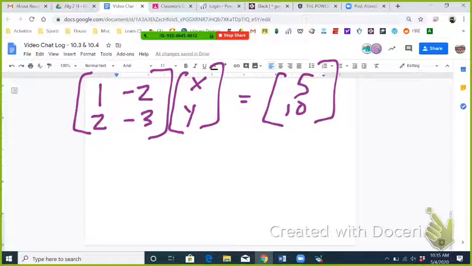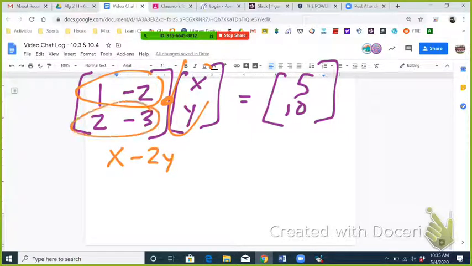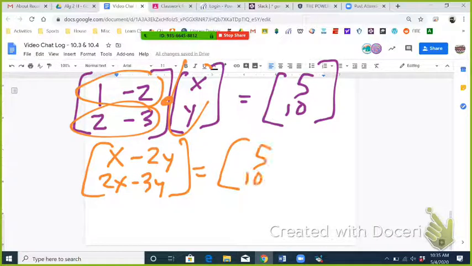And if you don't see it, if you just multiply these two together, row 1, column 1, you get 1 times x minus 2 times y. And then row 2, column 1, you get 2x minus 3y. Alright, so that's what the left side would equal, and that's what the right side would equal. So now we have this equals that, and that equals that, and there's our original system. So that's how we set it up using matrices.